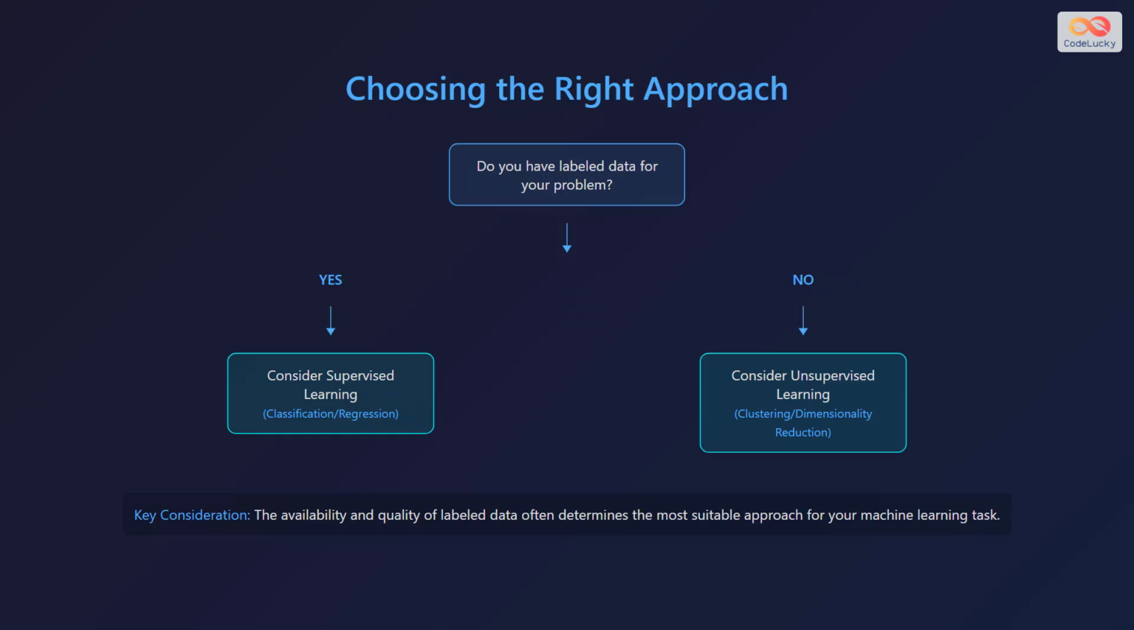On the other hand, if you do not have labeled data and you're working with unlabeled data where the outcomes are unknown, you should consider unsupervised learning techniques. Unsupervised learning is ideal for tasks like clustering and dimensionality reduction, where the goal is to discover hidden patterns, structures, or relationships within the data without any prior knowledge or guidance. The availability and quality of labeled data often determine the most suitable approach for your machine learning task.